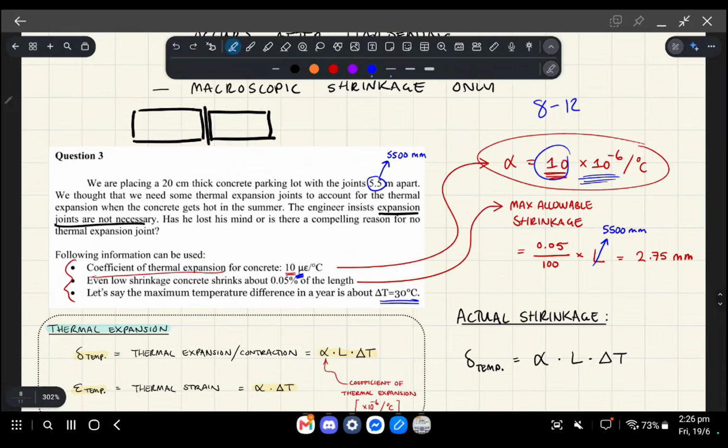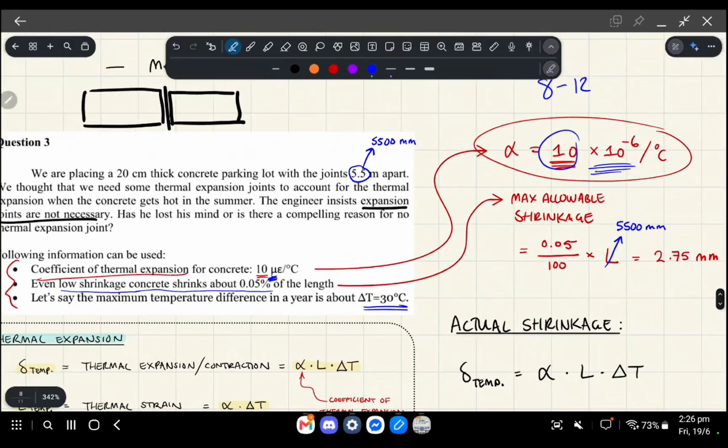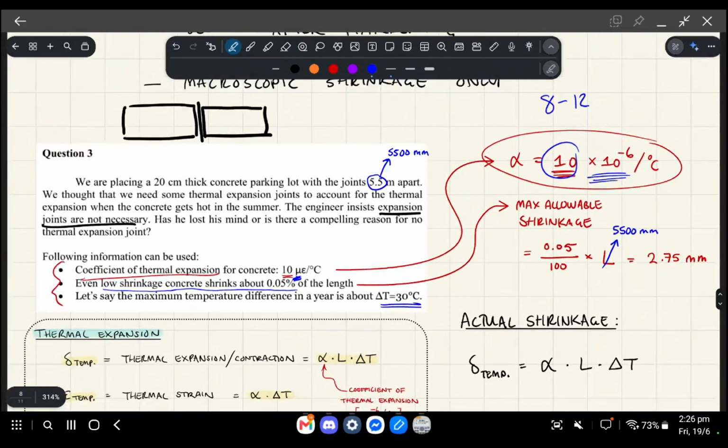So yeah, the question says even low shrinkage concrete shrinks at about 0.05% of the length. So what we're saying is we're establishing the max allowable shrinkage, okay? So when you use low shrinkage concrete, 0.05 as a percentage, you have to divide it by 100 to get it as an actual decimal, and then we multiply it in terms of the overall length, right?